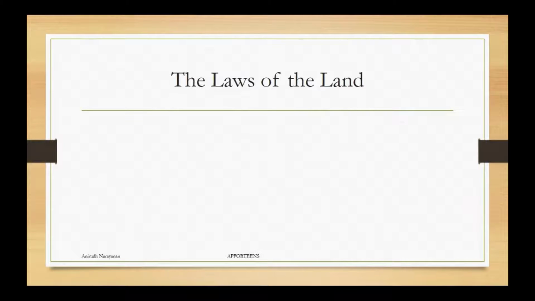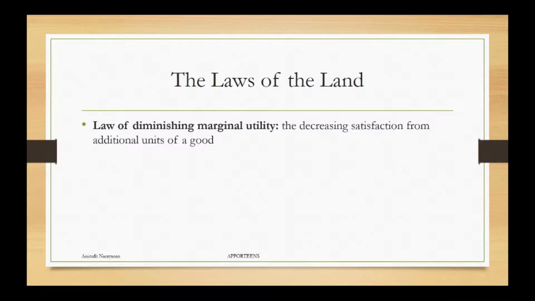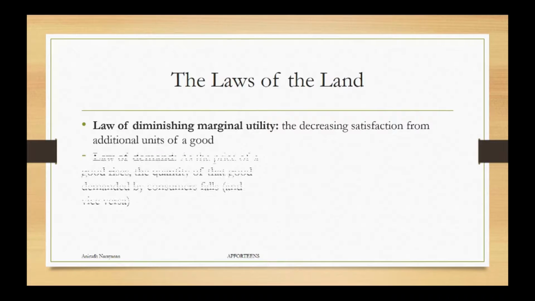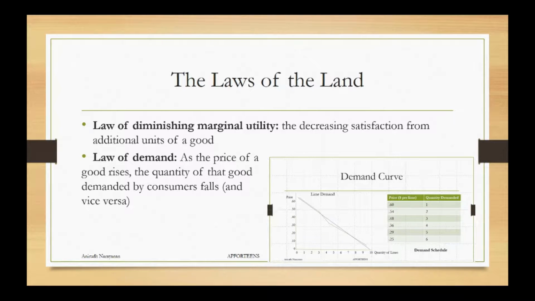Now, the laws of the land. There are a couple of laws involved in dealing with demand. The law of diminishing marginal utility is the decreasing satisfaction from additional units of a good. The law of demand states that as the price of a good rises, the quantity of that good demanded by consumers falls, and vice versa. So you can see that here with the demand curve, you can see clearly that as the price of the good rises, the quantity demanded falls. You can see that by looking more towards the top left corner, and you can see that in the chart as well.